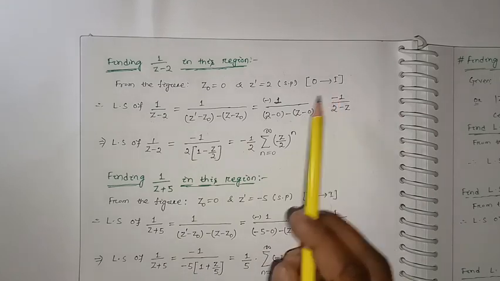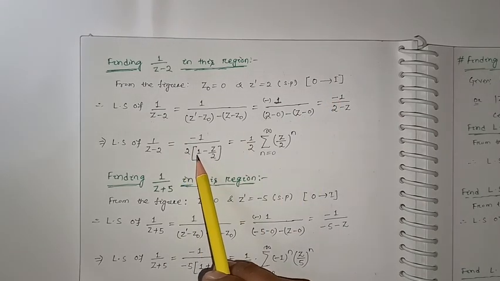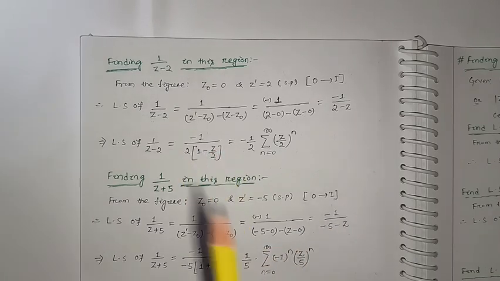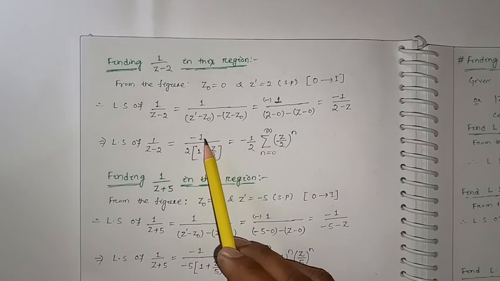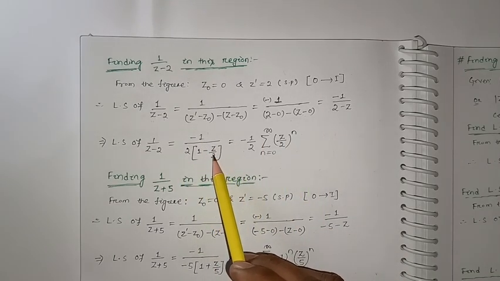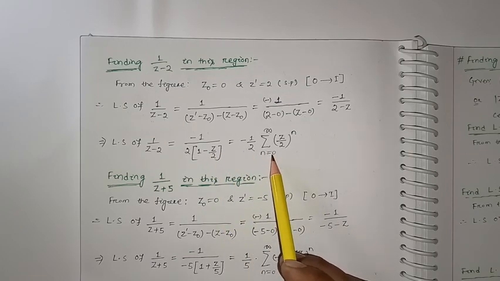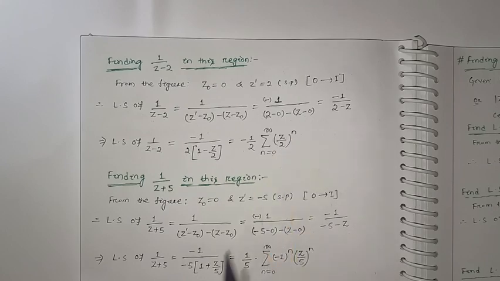So this will be minus 2 taken outside, 1 minus z by 2. Here z by 2 will always be less than 1. You can check. Now if it is 1 by 1 minus z by 2, then what will the Laurent series be? Summation over n equal to 0 to infinity, z by 2 to the power n, with the factor minus 1 by 2.